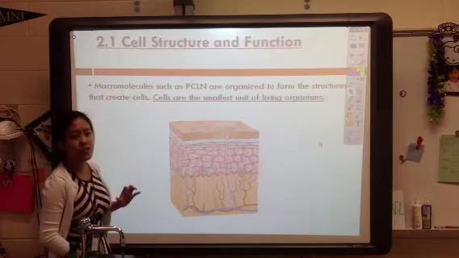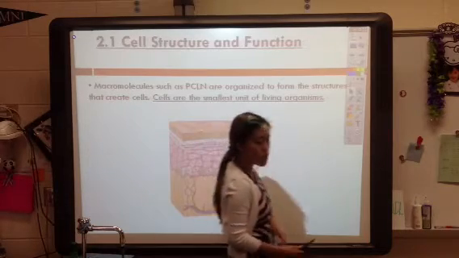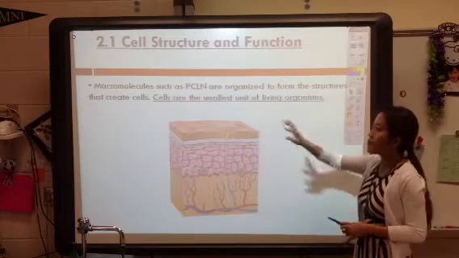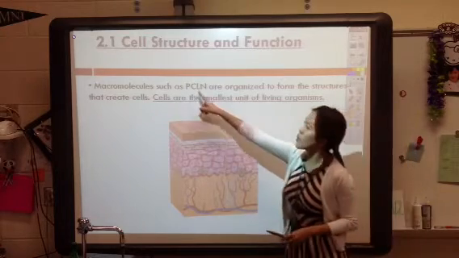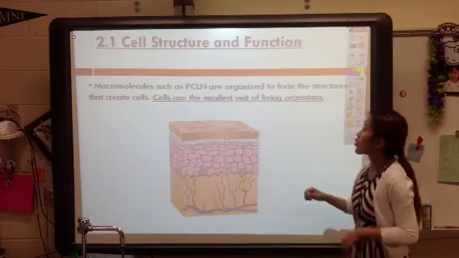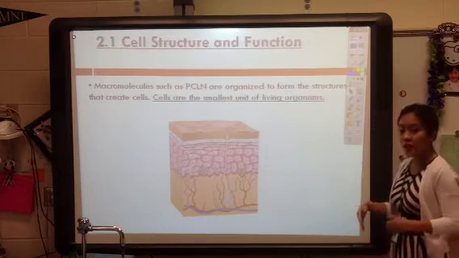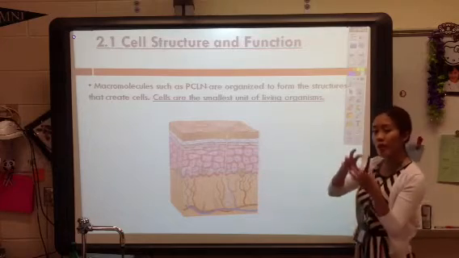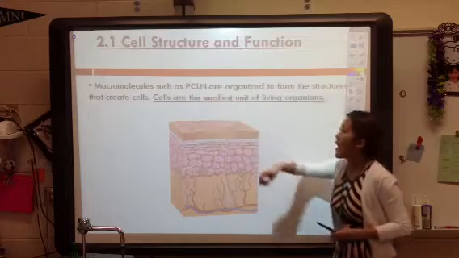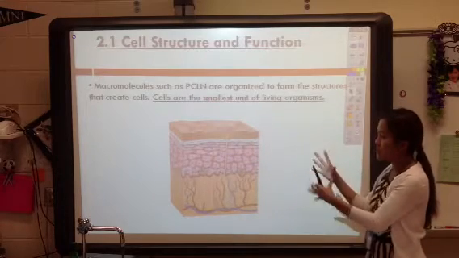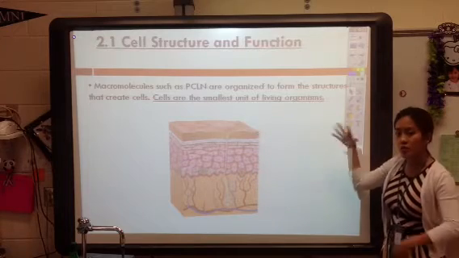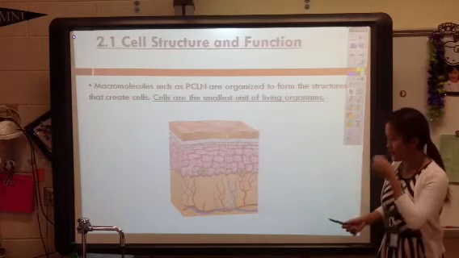So talking about cell structure and function in this Section 2.1, we're first going to remember that macromolecules such as proteins, carbs, lipids, and nucleic acids are organized to form these structures that create the cell. Remember that our atoms form these larger molecules, and then the cell itself is made up of those molecules that eventually form your living thing, your living organism.